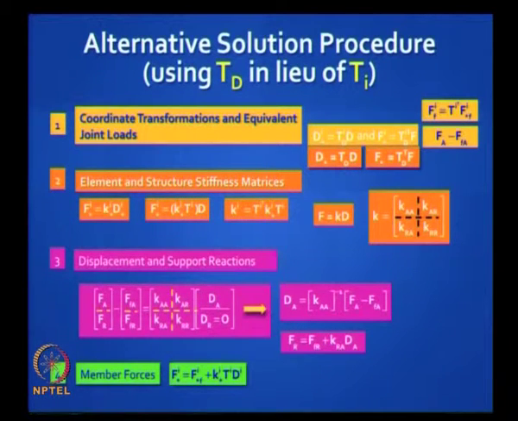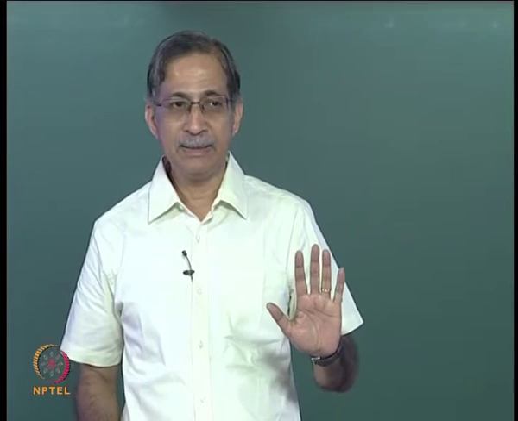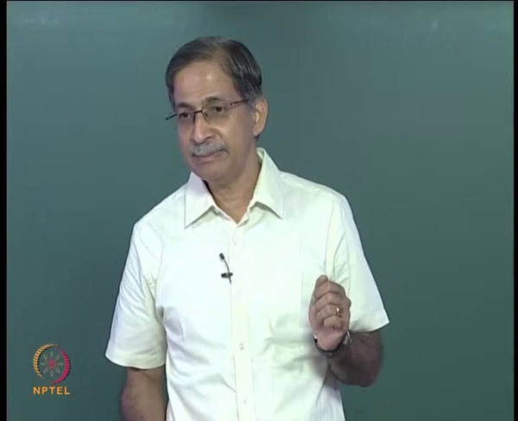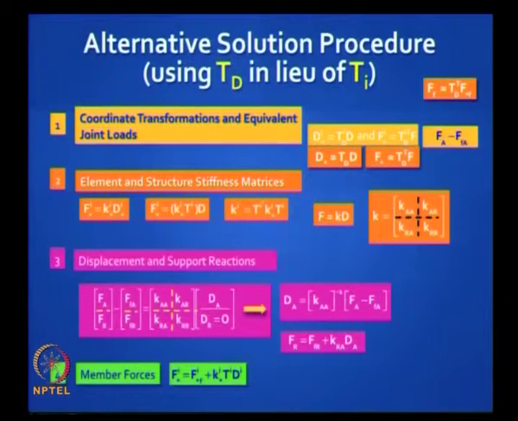What is the correction we need to do? You have got the fixed end forces at the element level, the local coordinates. How do you switch to the structure coordinates? You have to pre-multiply with what? Not the TI transpose but with TD transpose. Okay, so that is the only other change. Everything else is the same.